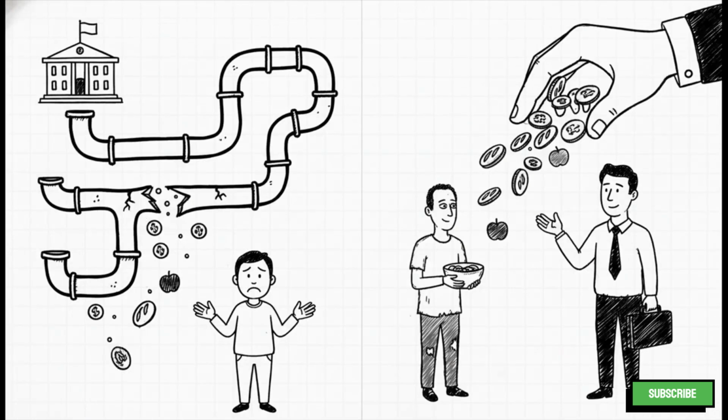But here's the thing. The results of all these programs have been mixed. Their effectiveness has really been held back by a few key issues. The biggest challenges have been a lack of proper implementation and just poor targeting. That means the benefits often don't even reach the people they're meant for because of leakages and inefficiencies.